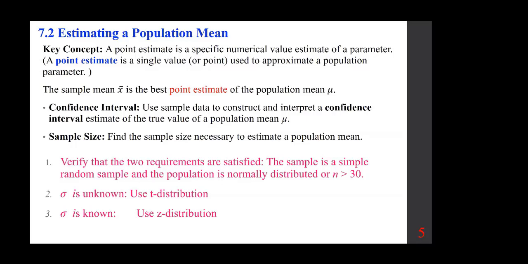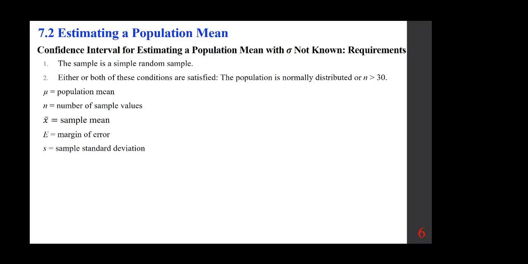As far as the requirements, most of the time, a decent sample should be a simple random sample. Now, if the population is normally distributed, we are in good shape. If it's not, then n must be large. And as you recall, how large is large enough? If it's larger than 30. That's the CLT. And so with that being the case, we want to come up with a confidence interval for estimating a population mean when sigma is known.